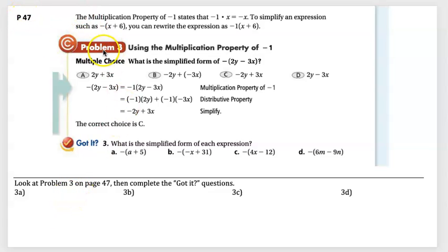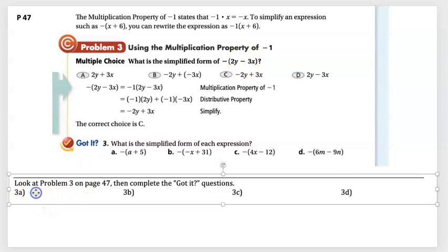Let's finish things off. Problem number 3 on page 47. Then let's complete the got it questions. Okay, so we are distributing a -1, even though we don't see the -1. If you see a minus sign in front of a group, that whole group is being subtracted. So it's like subtracting a 2y and subtracting a -3x. So basically, I think of it as you make the first thing opposite, and then you make every operation opposite.